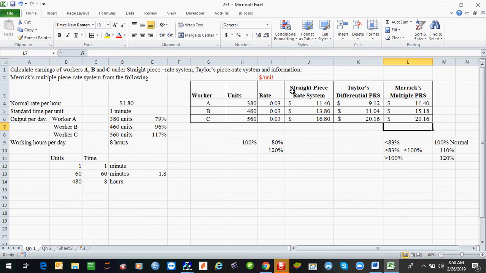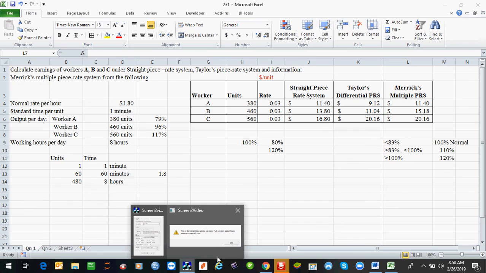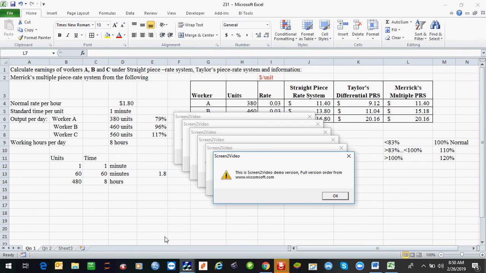So we now know under straight piece rate what A gets, under Taylor's differential $9.12, and Merrick's $11.40. That is for A. Then for B we have those amounts, and for C those amounts. That's that for that question. Thank you very much.